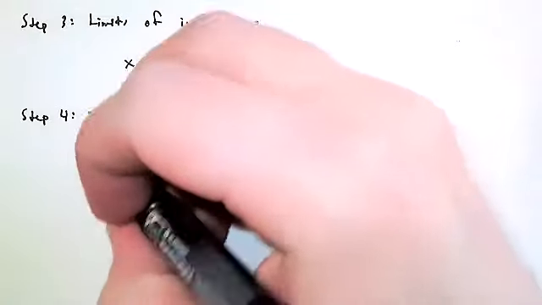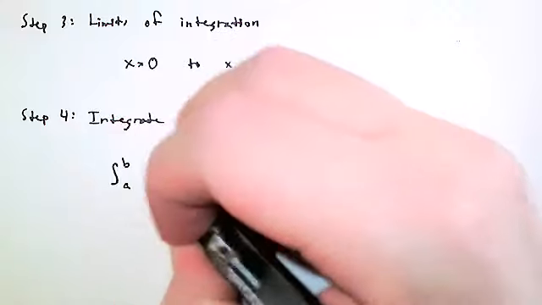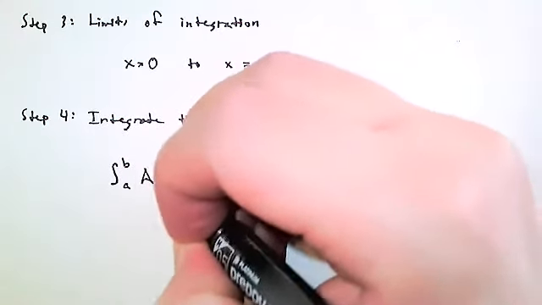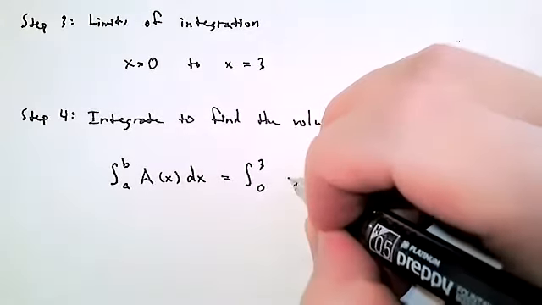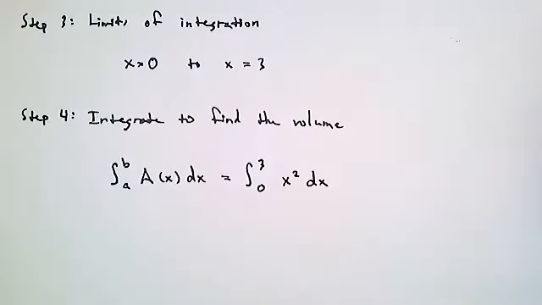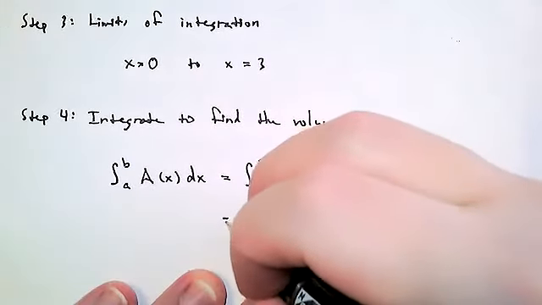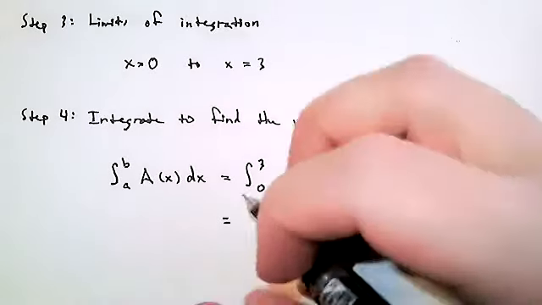So let's set up that integral and then do it really quick. Should only take a moment. Okay, so there's the formula, and we know our limits are 0 to 3. And then our area function is x squared. What's the integral of x squared? Anyone? 1/3 x cubed. Good.